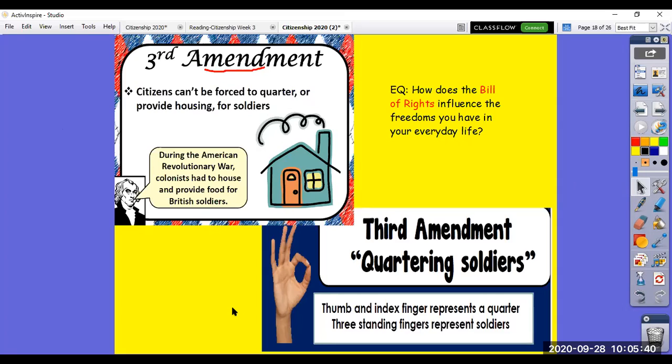All right. So under here, citizens can't be forced to quarter the soldiers. We have not had a war in a very long time on American soil. Usually the wars that we're fighting are over in other countries. But if we were to have another war on American land or soil, this protects us as the Third Amendment. Soldiers couldn't walk up to our door and demand entry into our homes.